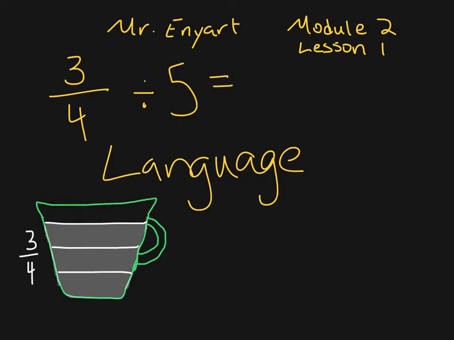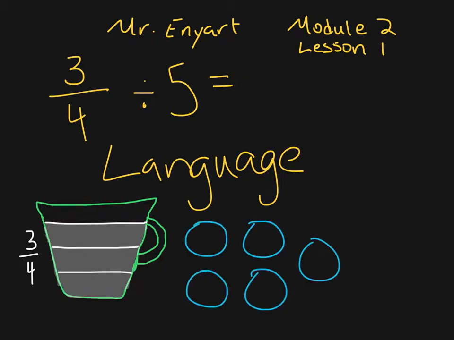So what I have here is my coffee mug, and I've broken it into fourths, since I have 4 pieces. And 3 of them are full, and that's how much coffee I have to share. And then I'm going to be sharing this amount with 5 people, 5 friends, maybe pouring them into 5 smaller containers. How am I going to do that?